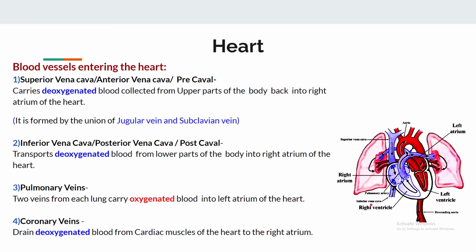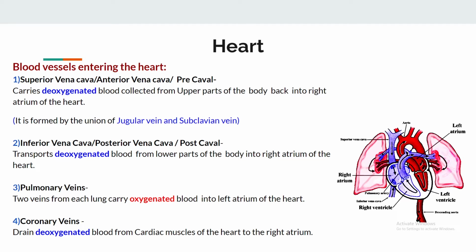Inferior vena cava, which is also known as posterior vena cava or postcaval. It transports deoxygenated blood from the lower parts of the body into the right atrium of the heart. So, which are the inferior parts? The lower limbs, abdomen and the pelvic region are the inferior parts of the body.